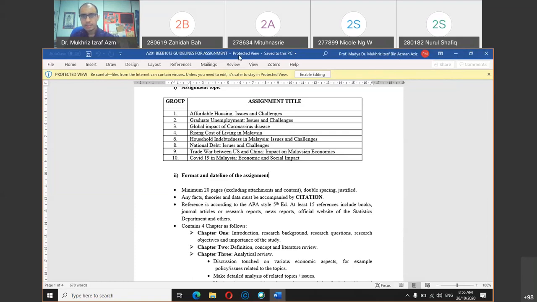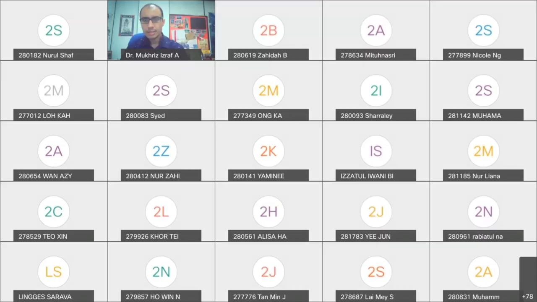The construct of your article should be organized in such a way that you have the introduction, the background of your issue, your main discussion, and also the main thing, the references, meaning where do you get your information from.